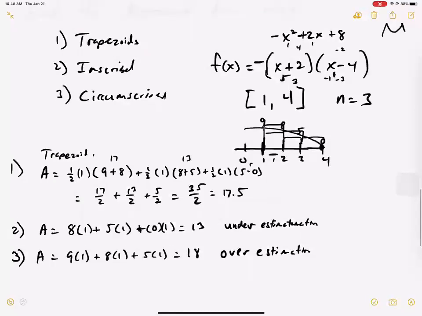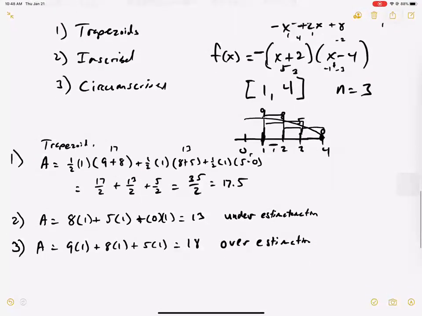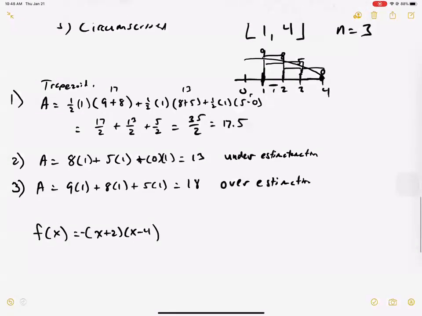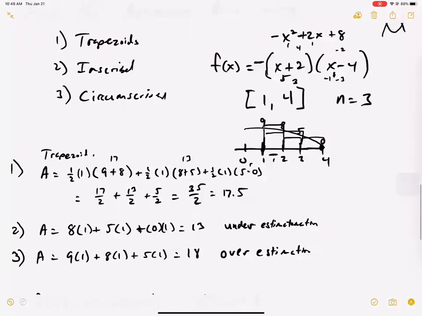Okay, now let's find the actual value. If my function f of x, when we multiplied it out, we originally said this was going to be negative x plus 2 times x minus 4. Now, just like with derivatives, you don't want to take the integral of this, so we're going to multiply this out like we did. It'll be negative x squared plus 2x plus 8. So this is our function.